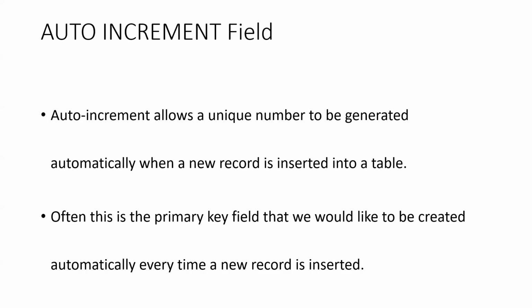Auto increment initially starts from 1. Once you insert the first record, it will automatically come as employee ID 1. Then when you insert a second record, it will come as 2. So auto increment automatically increments the value in a particular field. Auto increment allows a unique number to be generated automatically when a new record is inserted into a table. Often this is the primary key field that we would like to be created automatically every time a new record is inserted. You need not give any value for this auto increment field.